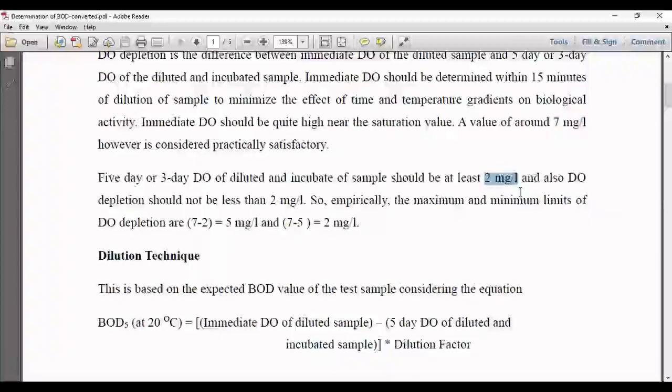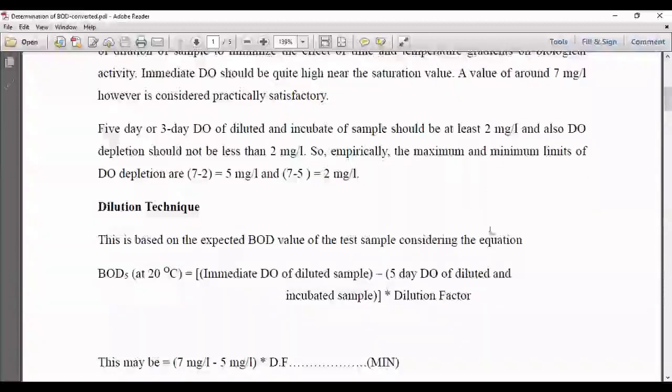So we shouldn't be getting 0 mg per liter. The least value that is targeted is 2 mg per liter. And also DO depletion should not be less than 2 mg per liter, right? So DO depletion, that is the immediate DO minus final DO, should not be less than 2 mg per liter. Empirically, the maximum limit of DO depletion is 7 minus 2, that is 5 mg per liter. Here 7 is the initial DO and 2 is the final DO. So the DO depletion happens to be 5 mg per liter, and it should not be less than 2 mg per liter.